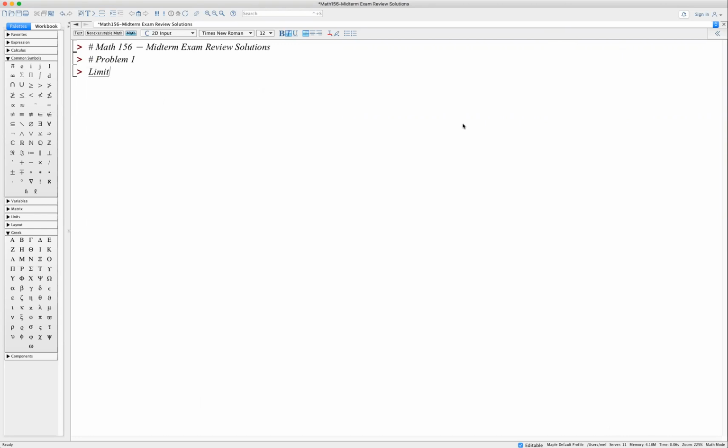We want the limit of (1 plus 1 over x) raised to the power x as x goes to infinity. And I write this with a capital L. It's the statement of the problem. And if I write it with a lowercase l, I get the answer: e. Well, that's nice.